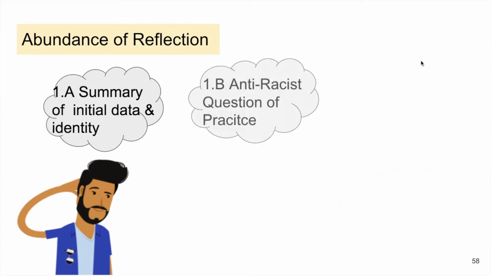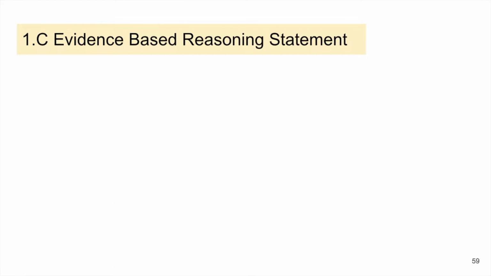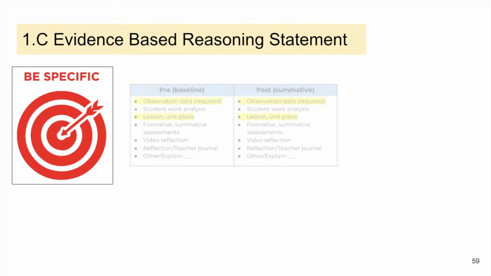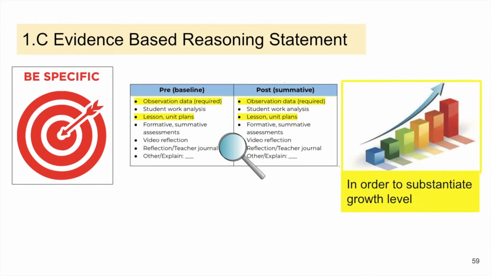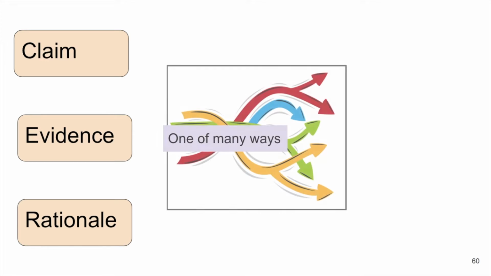There's so much reflection that takes place through the course of the goal cycle. But in the reasoning section of 1C, we want teachers to be very specific and pull information from the linked evidence and note specific points to justify the degree of growth towards their goal. I like to use the claim, evidence, and rationale method to guide teachers in putting their reasoning response together.